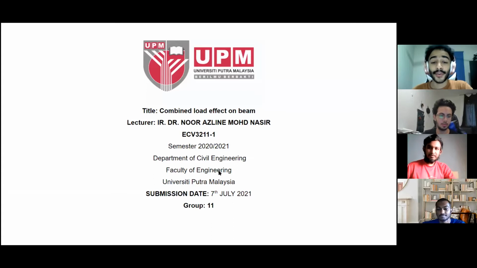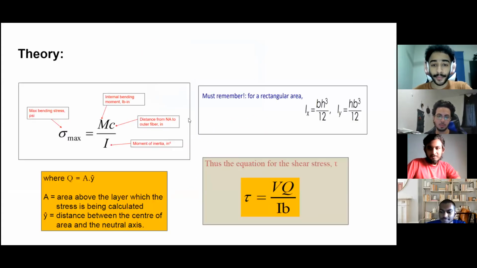Hello everyone, this is Group 11 and this is our project for the subject Mechanics of Materials, which is combined load effect on the beam. And here is the theory part, where we are going to explain the formulas that we use in this project.